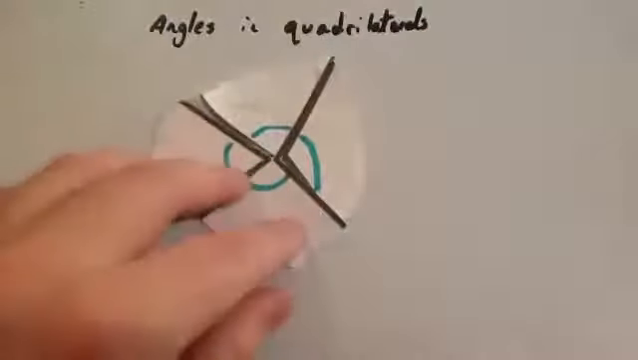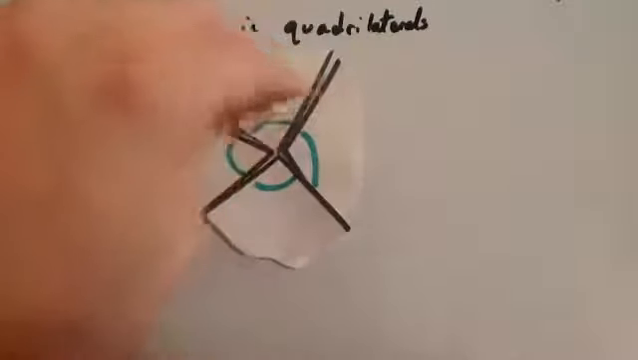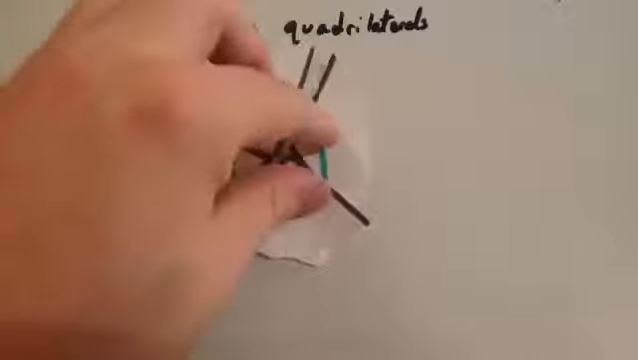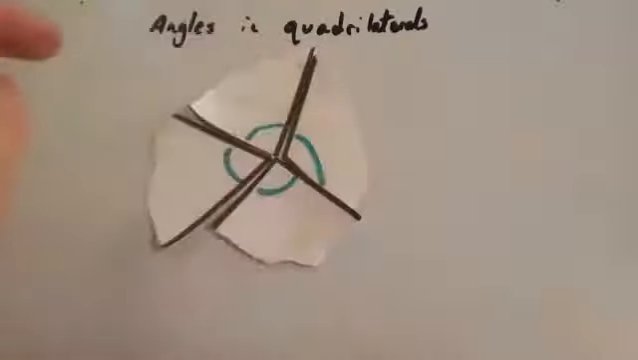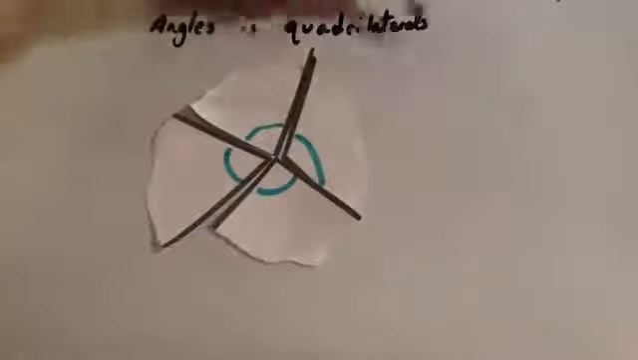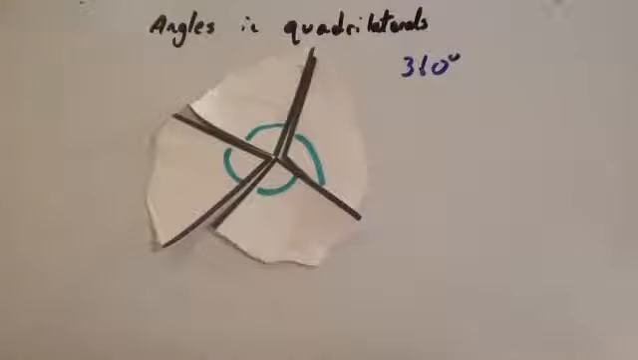As you can see, the four angles meet at a point. If I put them all together, it's a bit fiddly, but notice they meet at a point, so they make 360 degrees. Therefore, the angles in a quadrilateral add up to 360 degrees. So I've just demonstrated it for one quadrilateral.